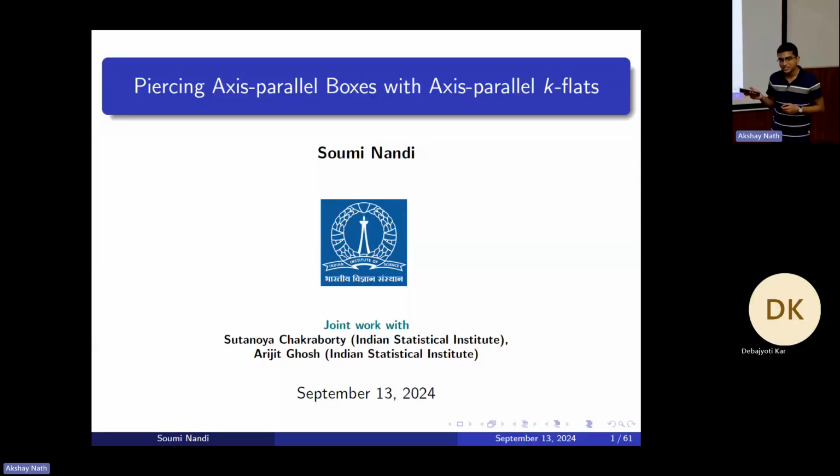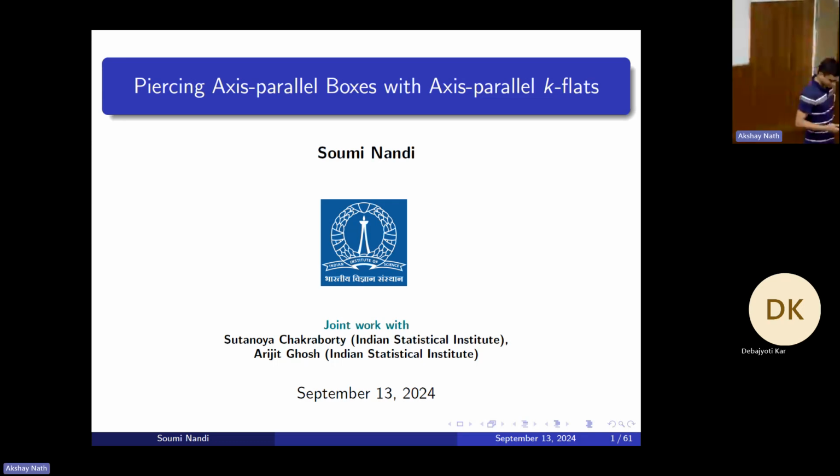So Soumi has recently joined IISc as a postdoc under Professor Arinda. Prior to this, she did her PhD from the Indian Statistical Institute, Kolkata, under the supervision of Professor Arijit Ghosh and Professor Saurabh Chakraborty. Before that, she obtained her bachelor's and master's degrees from Jadavpur University. Her research interests lie in discrete geometry, Helly-type theorems and polynomial methods in geometry. Today she is going to talk about her work on piercing axis parallel boxes with axis parallel k-flats. Over to you.